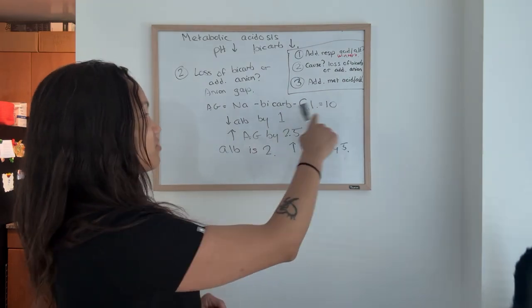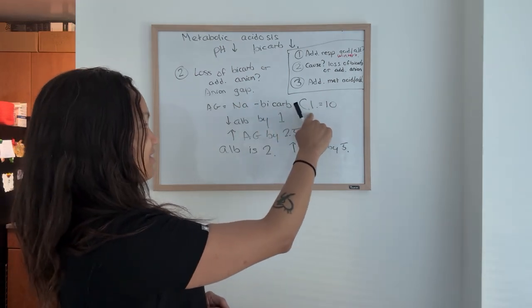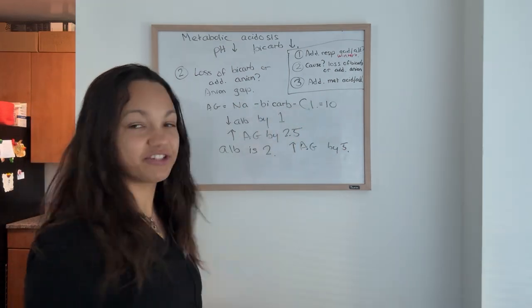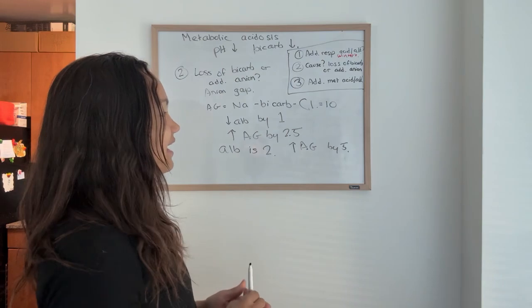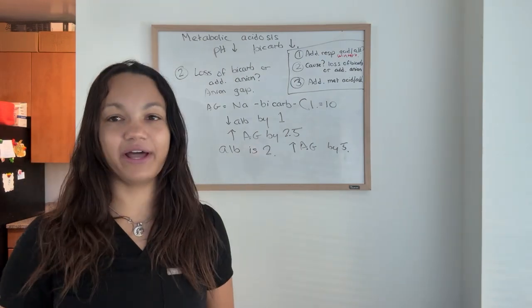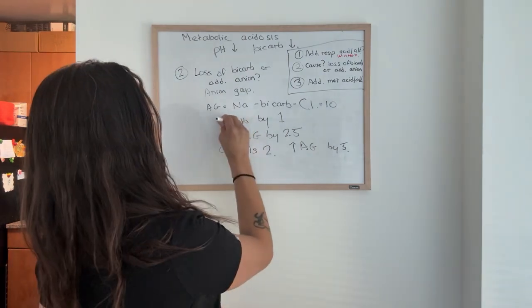So you get this calculation, whatever you do for the sodium minus bicarbonate chloride, whatever number you get, just add 5 to that. And so that's how you know that there's an additional unmeasured anion.